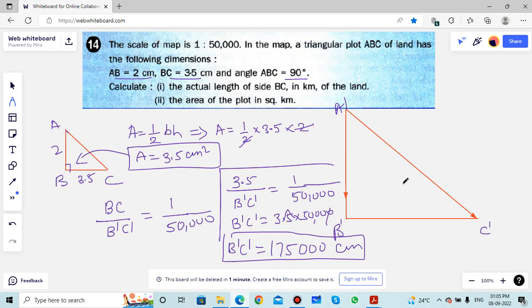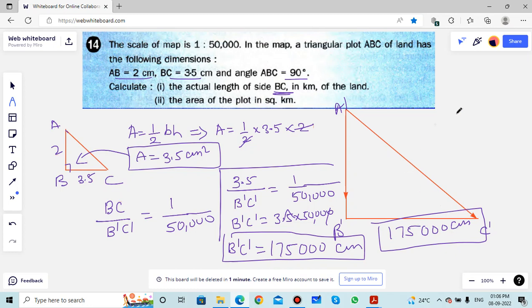Anyway, they're asking the actual length BC in kilometer here. I should have written ABC here, and this should have been A dash B dash C dash. Anyway, no problem. We'll get the same thing. We have got 175,000 centimeter. They want it in kilometer, so you can convert that into kilometer.